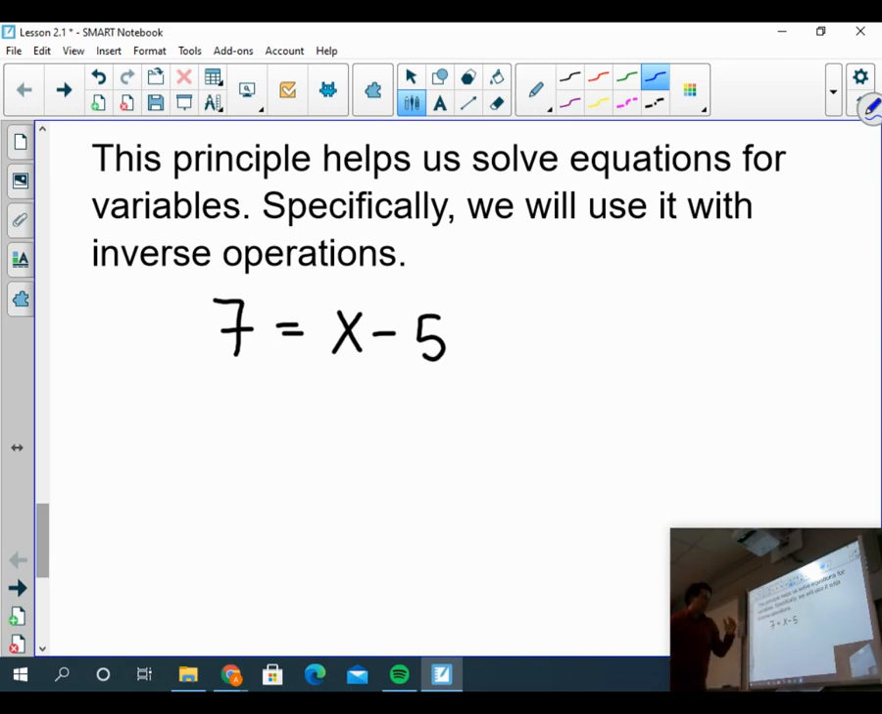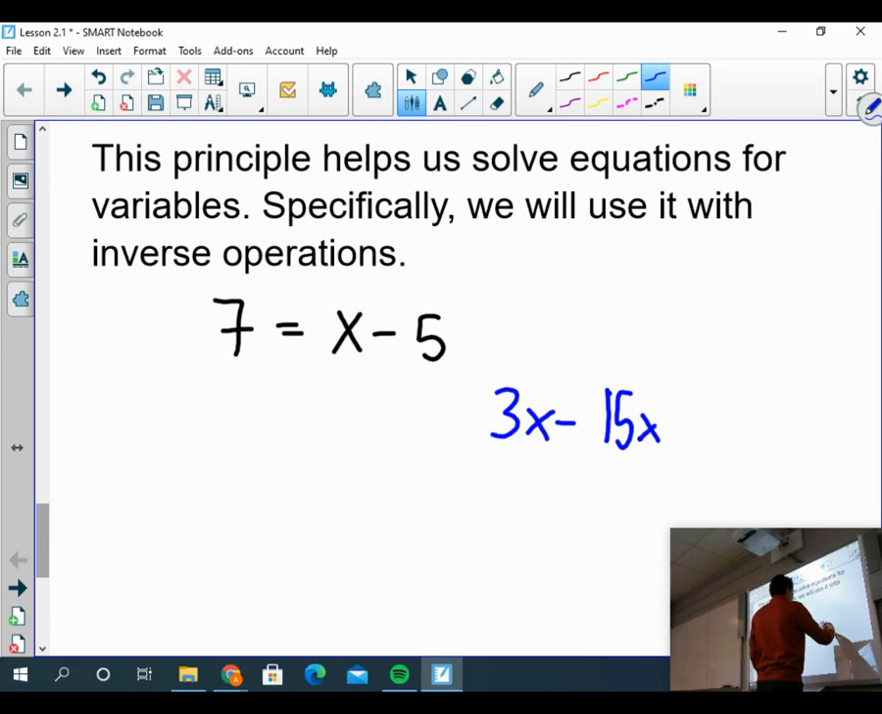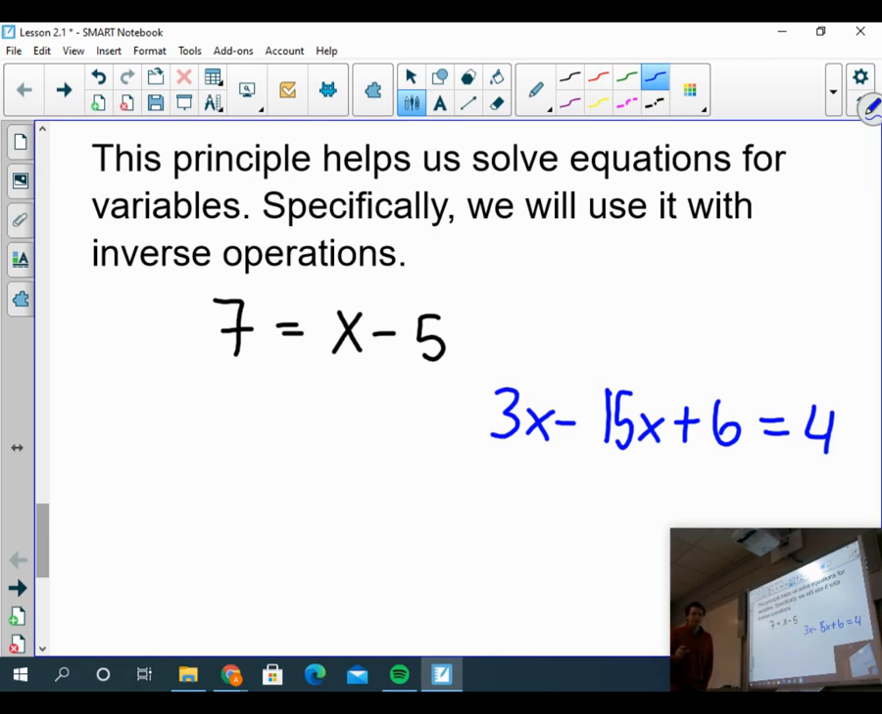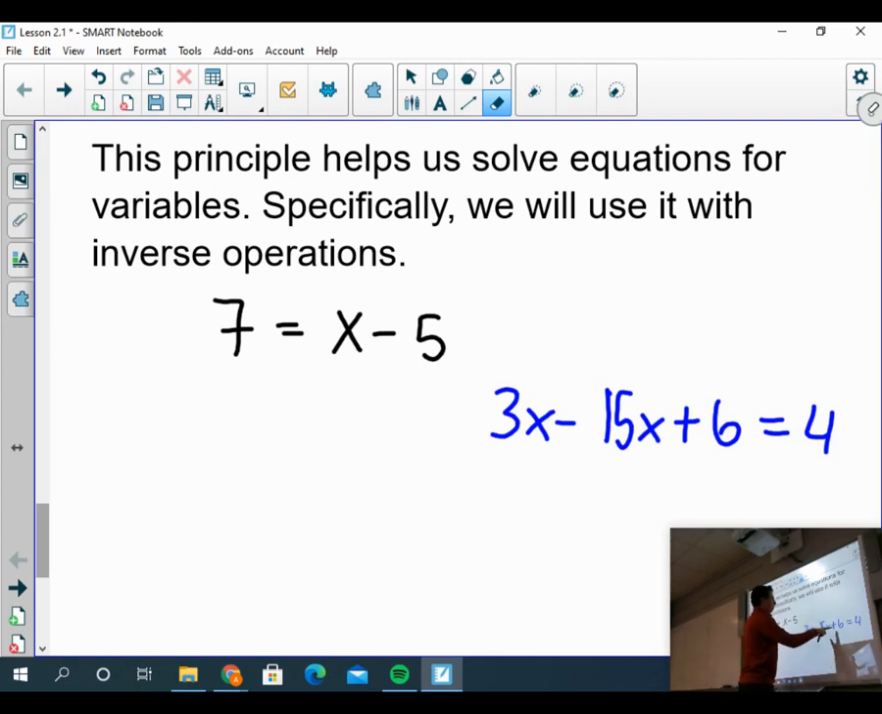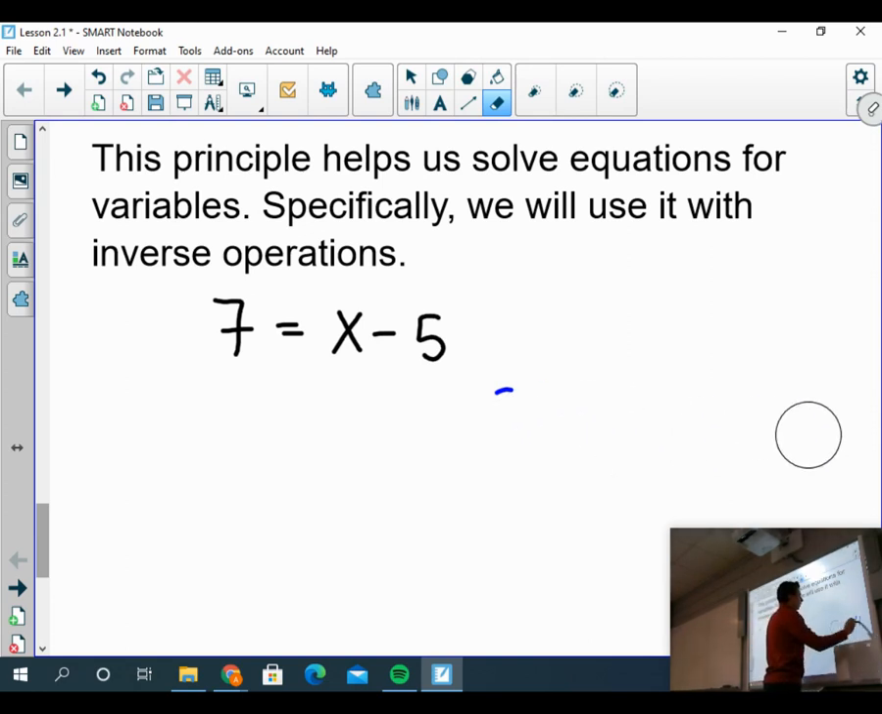I can just think about what should go in for x and find out what I need to plug in for x so that when I subtract 5, I get 7. I can do that, and that's fine, and that's great. But what happens when we get 3x minus 15x plus 6 equals 4? That's a little more complicated to think through and figure out what the numbers should be for x. So let me give you a method that, whether it's this complex problem in blue or a very simple equation here in black, will work every time.